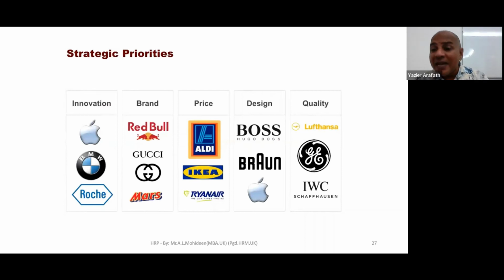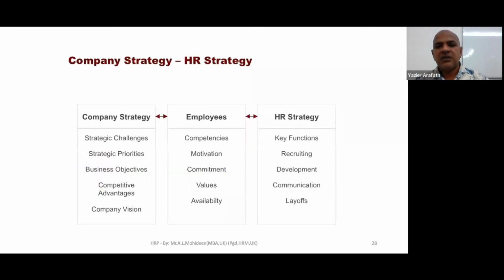It should be aligned with organizational strategy. The HR plan should align with organizational strategy. What is the strategy of the organization? Are they innovative? Are they focusing on price, low cost? What are the strategic priorities they have? Are they going for quality? If only quality is the focus, the manpower should be hired accordingly. So based on the strategy, the employees should be hired. Their competency will be different. The motivation, the commitment, the values, everything will be considered. Do you understand this?